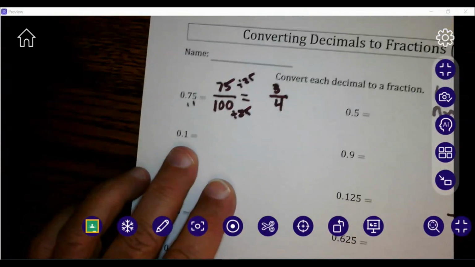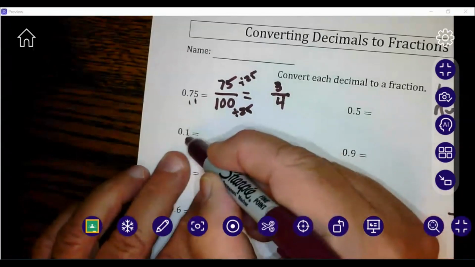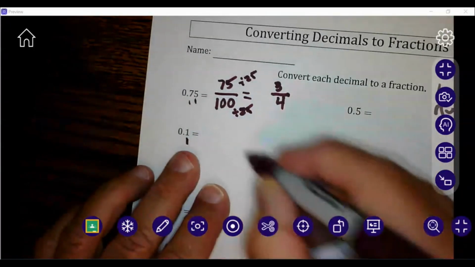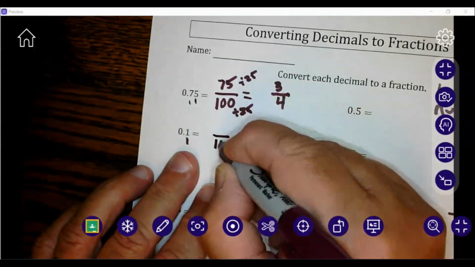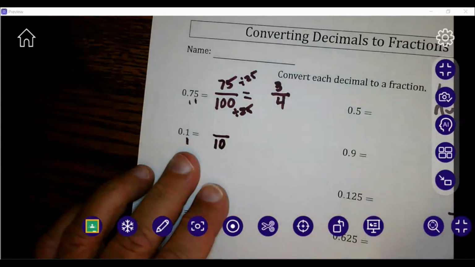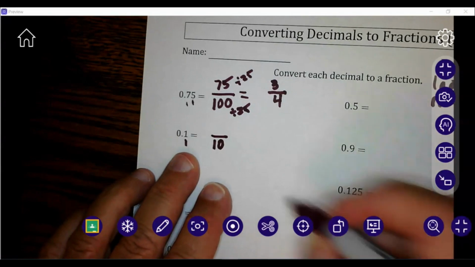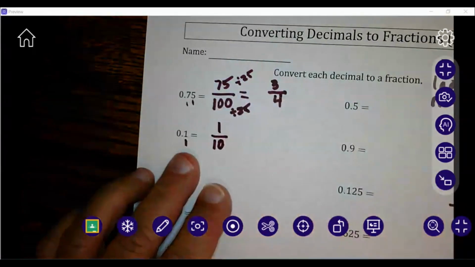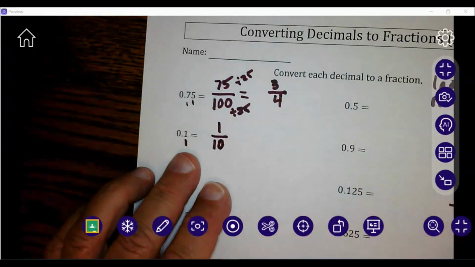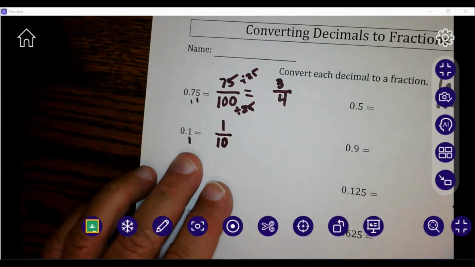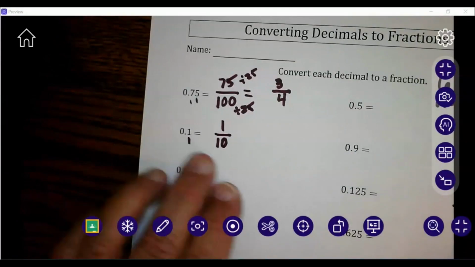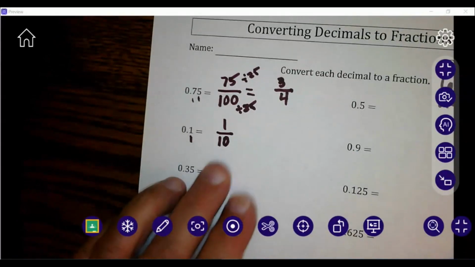All right, let's go down the page. We have 0.1. There's 1 decimal place, so I'm going to put a 10 in the denominator. It's in the tenths. And we put a 1 on the top, and we get 1/10. 1/10 does not reduce. So 0.1 is the same as 1/10.